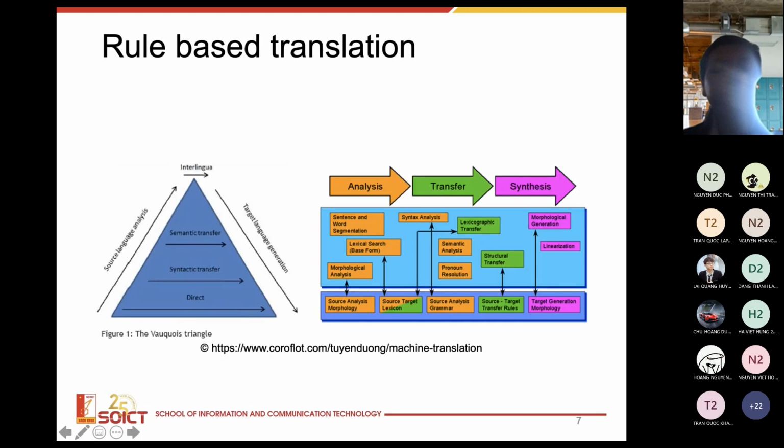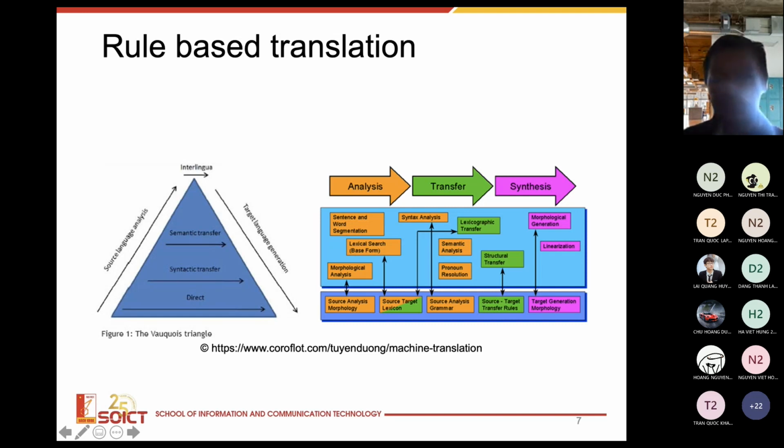Okay, so here is the common architecture of a basic rule-based translation system. To translate from the source language to the target language, you need to analyze the source language sentence, and then from that you do the generation of the target language. The transformation from the source to the target could be done at 3 levels. The first level is the direct translation from the source word to the target word, and then you do the syntactic transfer, and then you do the semantic transfer to make that translation as fluent as human translation, right?